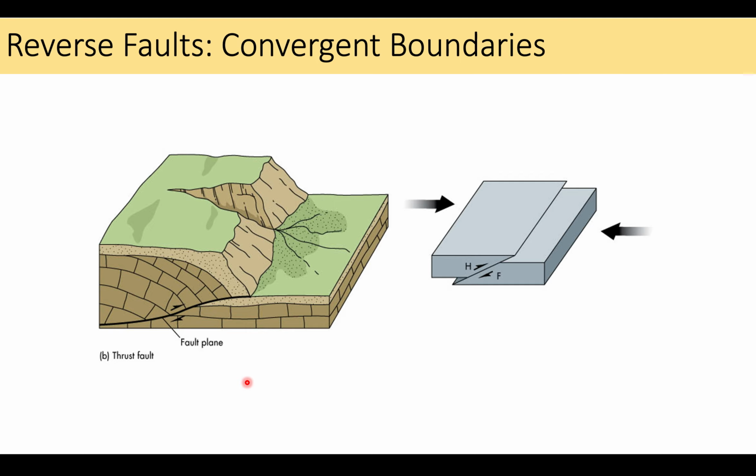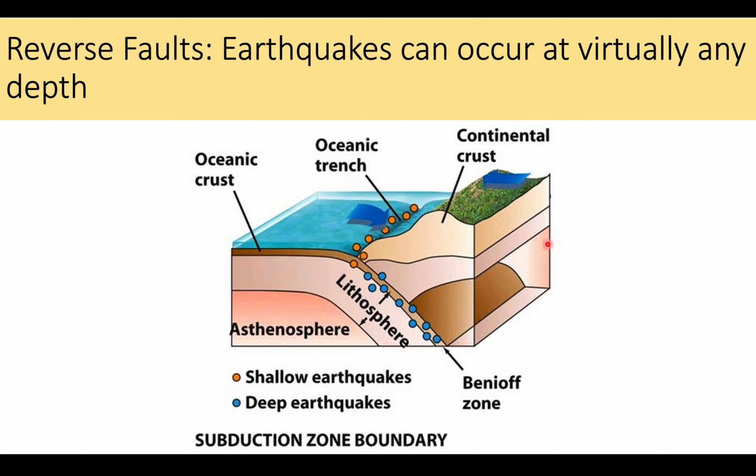This we generally see at convergent boundaries. Here, for example, we see this fault plane. This is a reverse dip-slip fault. And here is another diagram showing the compression. If you were to squish these two blocks together, they would slide with the hanging wall moving up along that diagonal line.